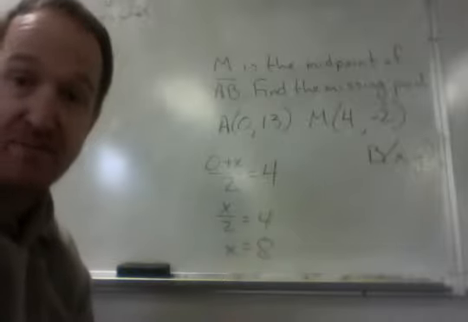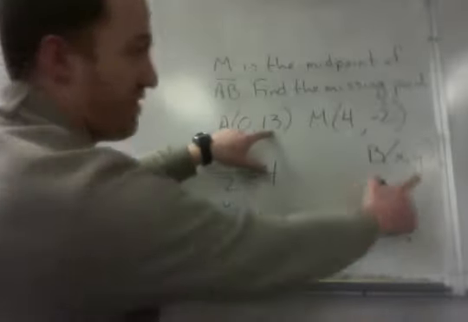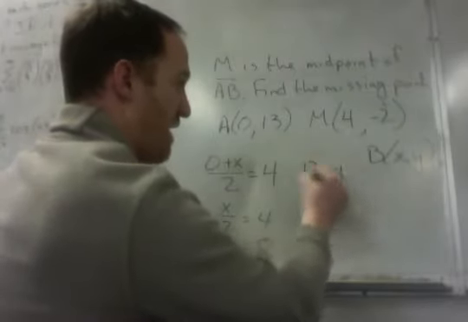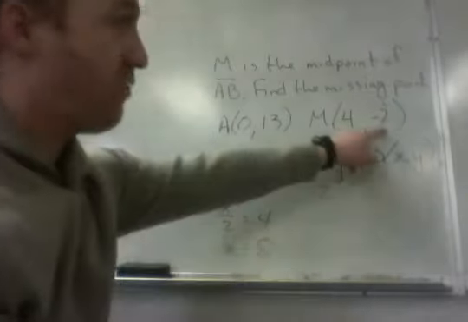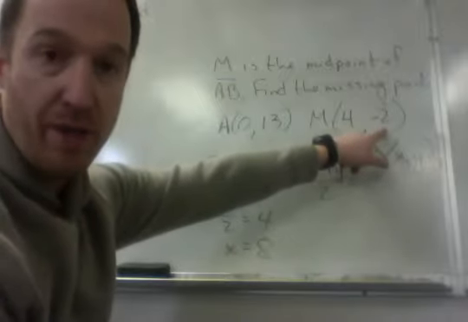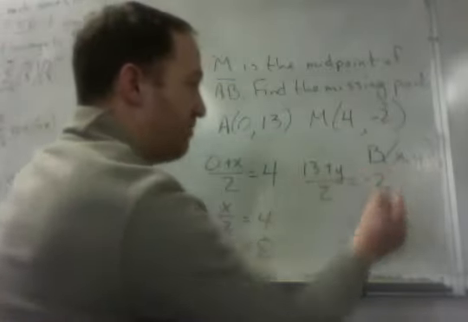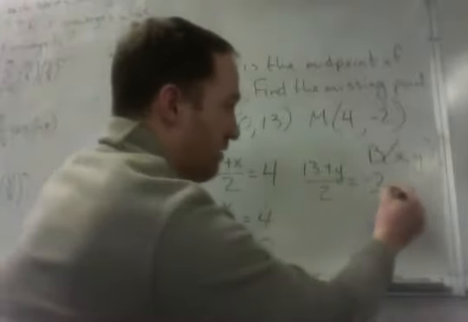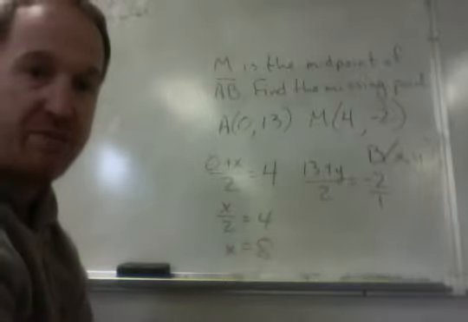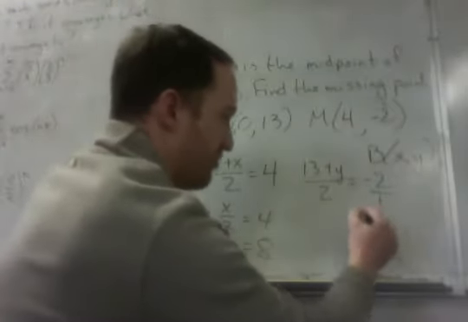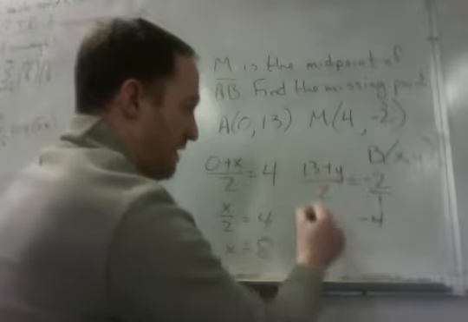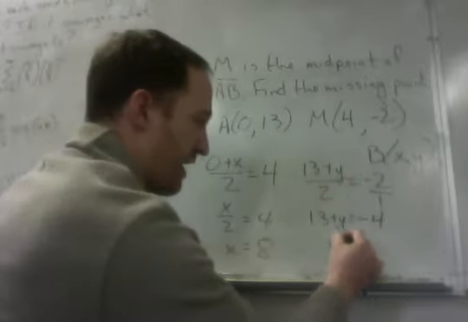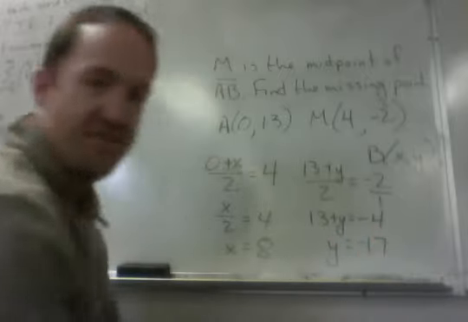Then you can do the exact same thing for the y's. We know that if you average the y's on the ends, if you do 13 plus y divided by 2, that you have to get the y-coordinate of the midpoint. You have to get -2. Now again, we've got another equation that we can solve. And this one you can do by cross multiplying. If you put that over 1, -2 times 2 is -4. 1 times 13 plus y is 13 plus y. You take away 13 from both sides, and you get negative 17.